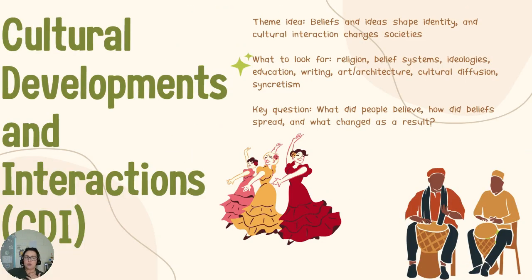Next, you have cultural developments and interactions. These are the beliefs and ideas that shape identity and cultural changes in society. So, religion, art and architecture, cultural diffusion, syncretism, which you are going to know what that means soon if you don't already. And just think, what do people believe, how did beliefs spread, and what changed as a result of either new beliefs or changing beliefs?